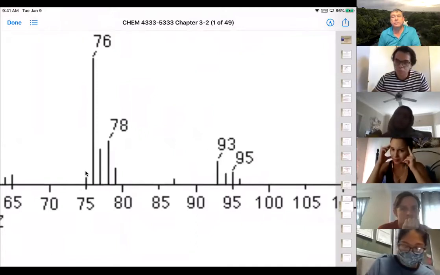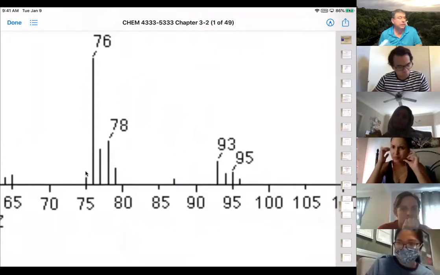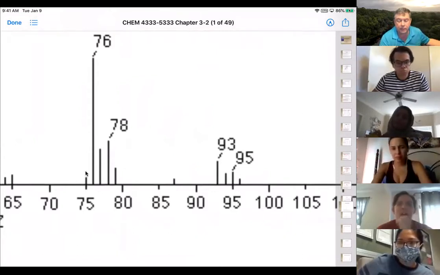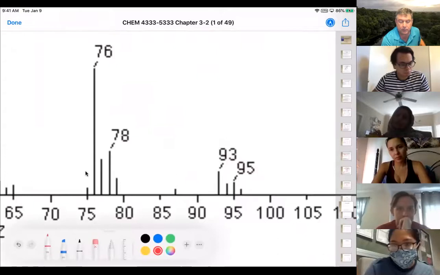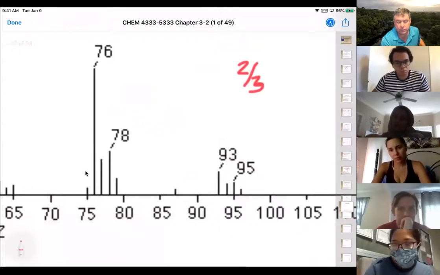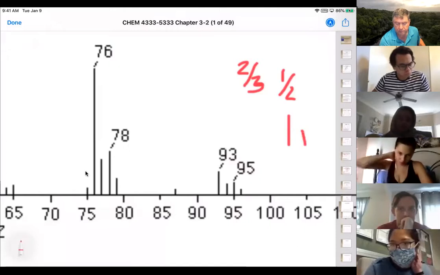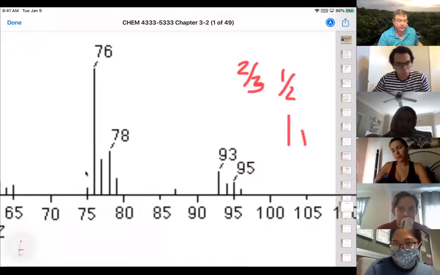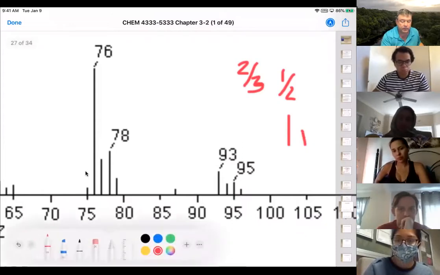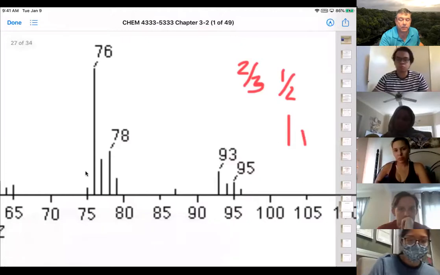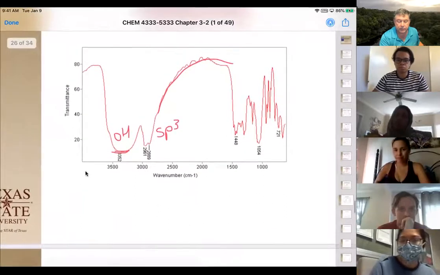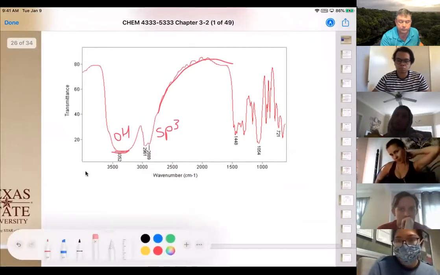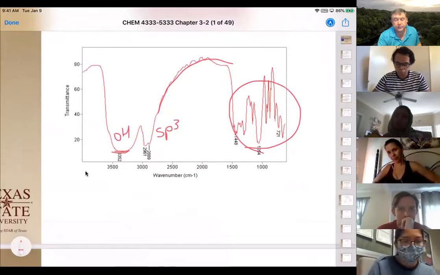Might be chlorine. Okay, because what would chlorine look like? It would be two-thirds and one-third, so a peak that looks something like that. Yeah, we got something that looks like that. So maybe there's a chlorine there. Does the IR tell us anything about chlorine? Probably not, because it would be down in this region here. So there might be a chlorine there.